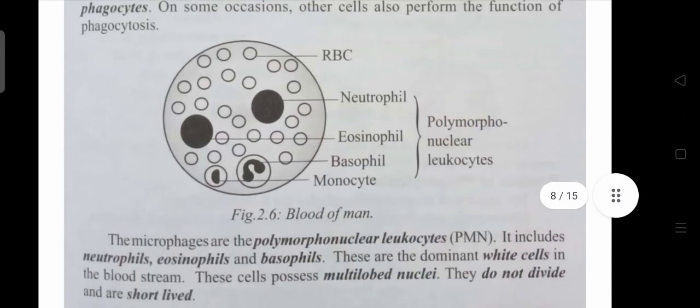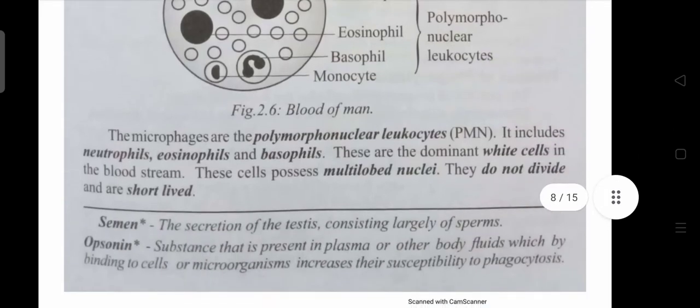Neutrophils, eosinophils, basophils are components of blood. The microphages are polymorphonuclear leukocytes, which include neutrophils, eosinophils, and basophils, and they are dominant among the WBC in blood. These cells possess multi-lobed nuclei. They do not divide and they are short-lived.